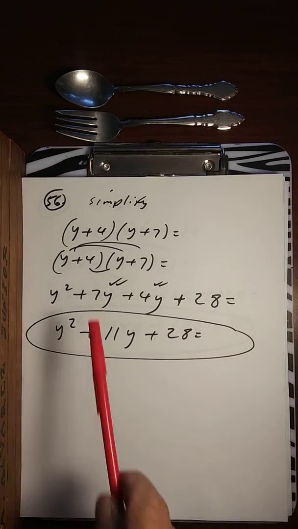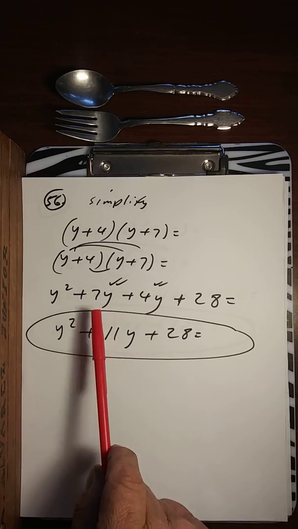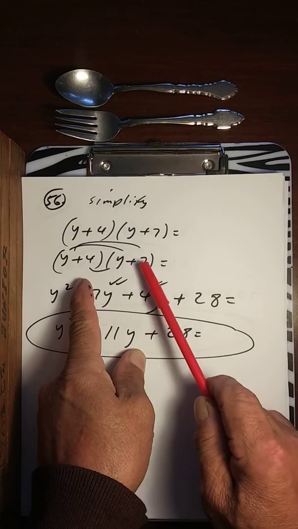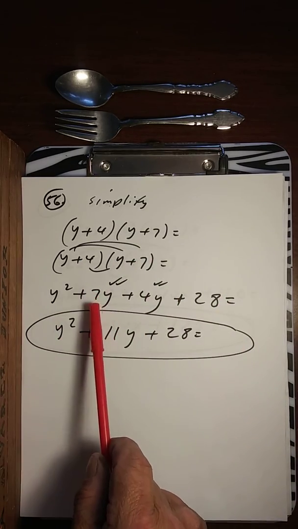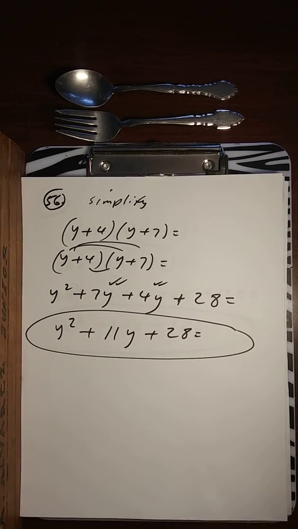Let's multiply this out. So y times y is y squared. Y times 7 is 7y. Now I'm going to go to the next one. 4 times y is 4y. And 4 times 7 is 28. And write this down in this one. 7y plus 4y is 11y. So we have y squared plus 11y plus 28.